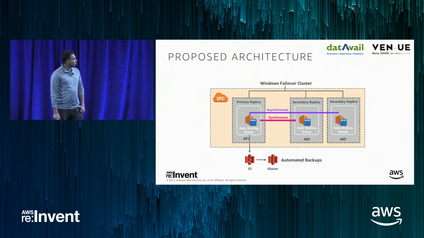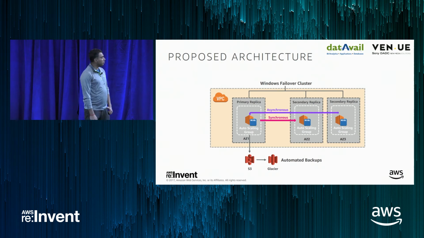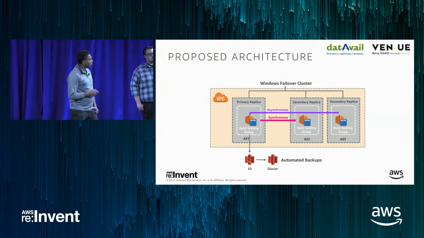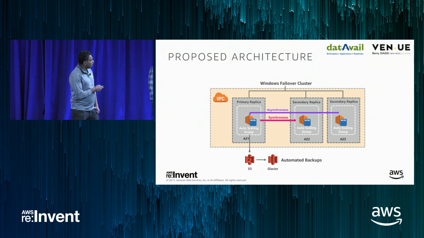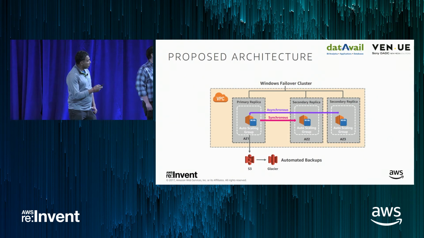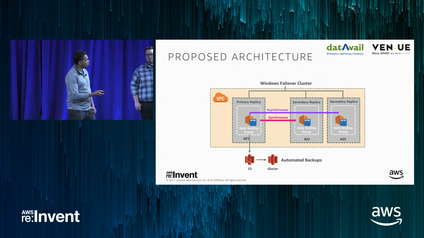This is a schematic of the proposed architecture and also the architecture we implemented at Sony DADC. As you can see, there are 3 EC2 nodes running Microsoft SQL Server deployed on 3 different AZs. I'm going to call the node that's running on AZ1 the primary replica, and the other nodes are secondary replicas. As you can see, there's a synchronous AAG configured between the primary replica sitting on AZ1 and the secondary replica sitting on AZ2. It is used for HA purposes, and we also configured an asynchronous AAG between the primary replica sitting in AZ1 and the secondary replica sitting in AZ3.